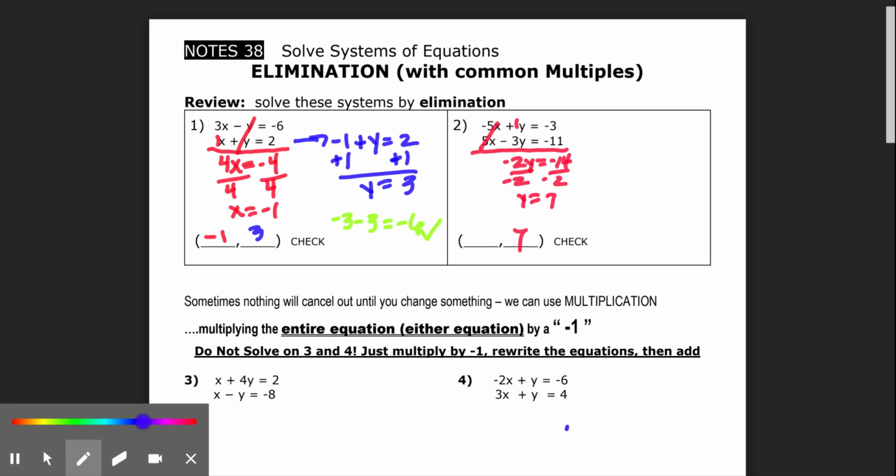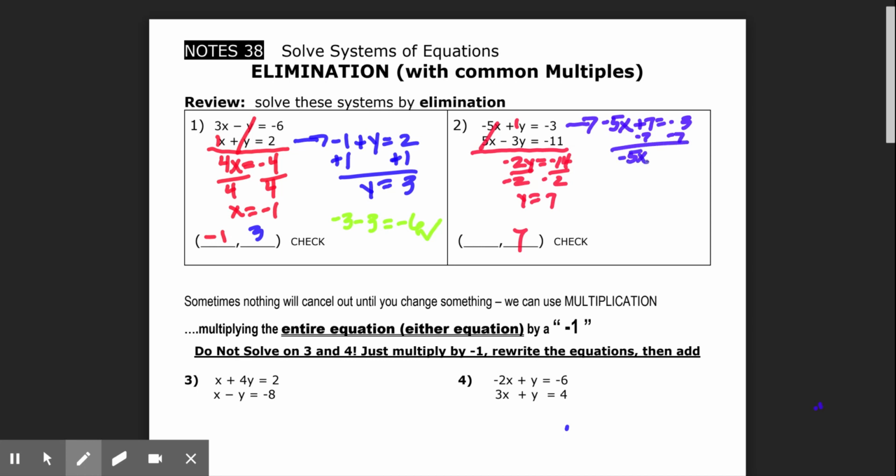Then we're going to substitute, let's see. Looks like maybe the top one might be easiest. So we're going to have negative 5x, and in place of y, we're going to put 7. So plus 7 equals negative 3. Then it's just a two-step equation. Subtract 7 from both sides. So we have negative 5x equals negative 10. Divide both sides by negative 5, and x equals positive 2.